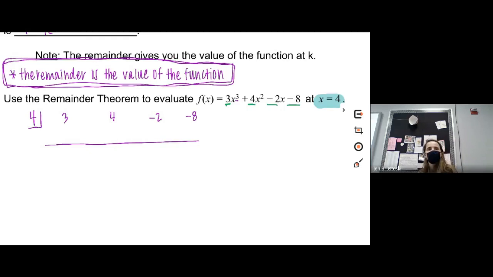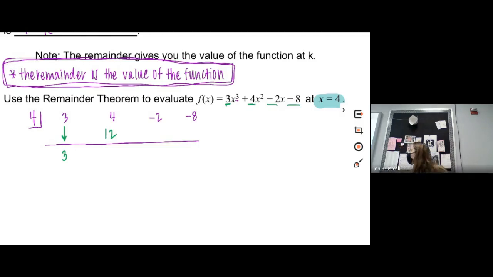Okay, so now we're gonna follow our steps. What's my first step? Drop down that first number. Okay, then what? Chase? Multiply by 4 because it's the number in that box. I'm not going to write these dotted lines. Sometimes it gets confusing. So 3 times 4 is 12. Good. All right, then now what do I do?